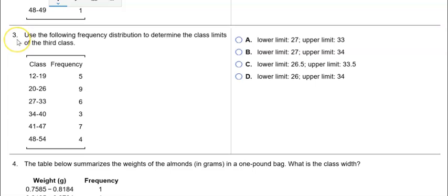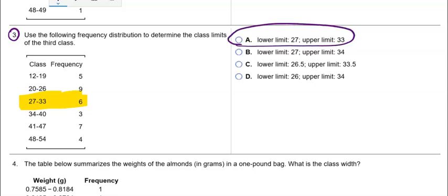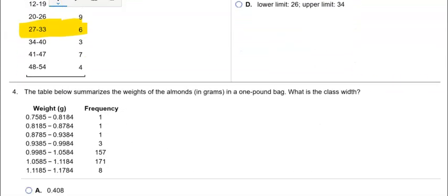Question number 3. Use the following frequency distribution to determine the class limits of the third class. If you look at the third class here, this is the third class, 27 to 33. If you look at the limits of this third class, this 27 is going to be the lower limit and 33 is going to be the upper limit. So for the third class, the lower limit is going to be 27, the upper limit is going to be 33. That's the answer for this question, which is option A. Okay.